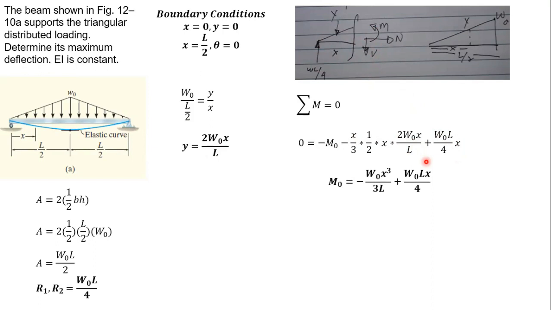Simplifying lang natin, kunin natin yung moment equation, ilipat natin sa kabilang side. Ang moment equation natin dito, M sub 0 is equals to negative W sub 0 x cubed divided by 3L plus W sub 0 times Lx divided by 4.